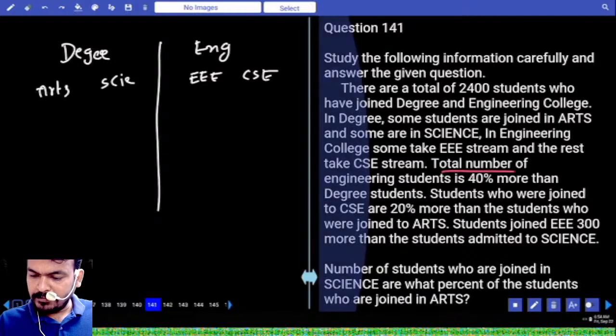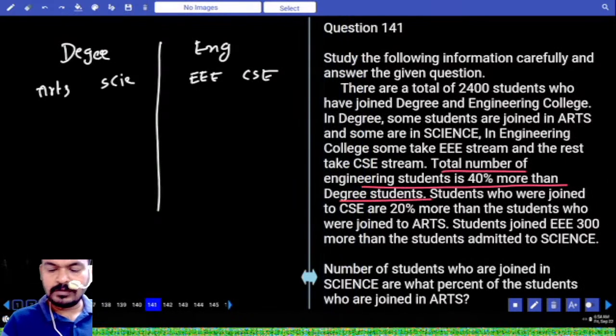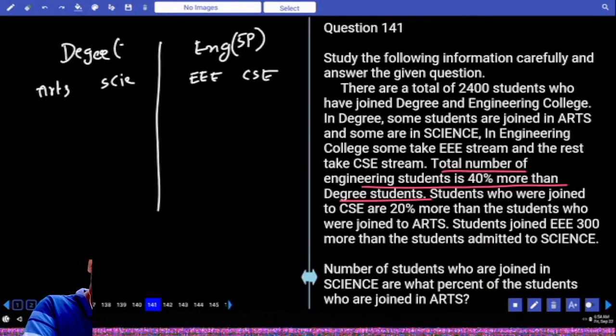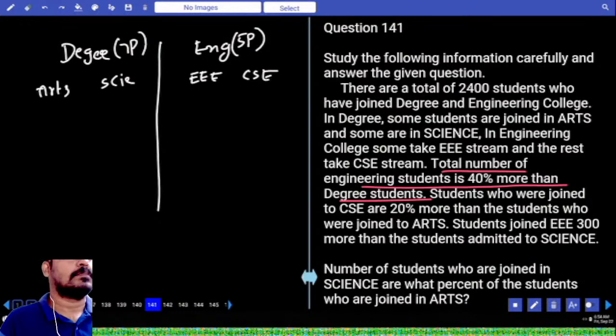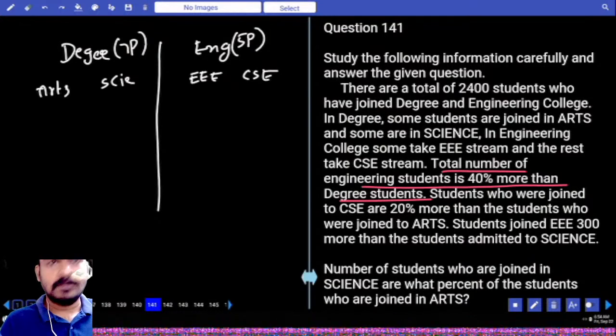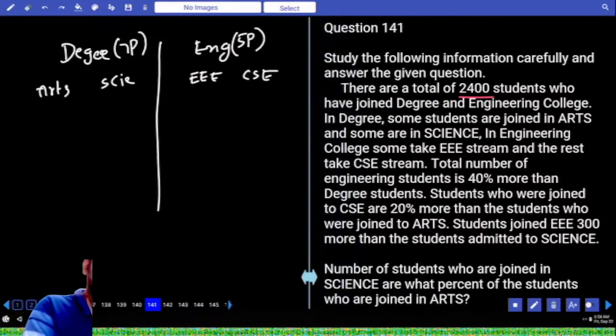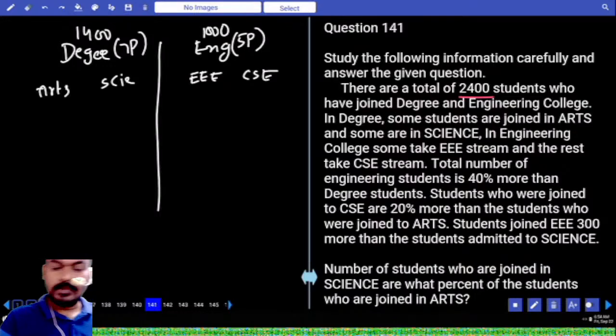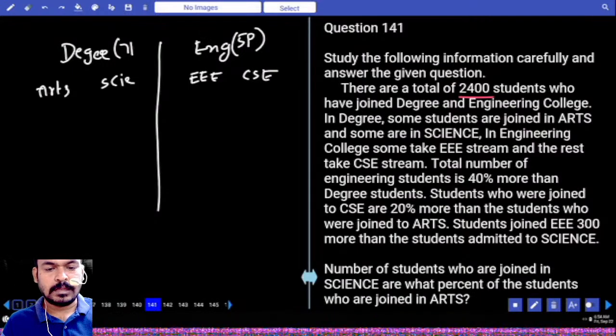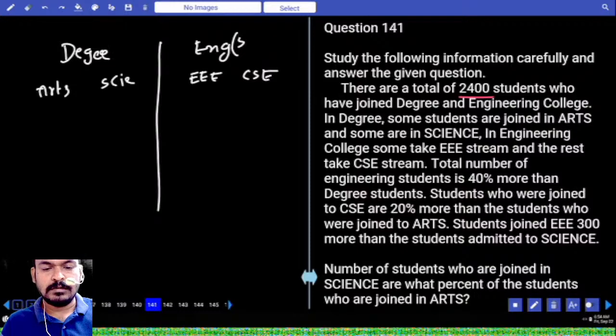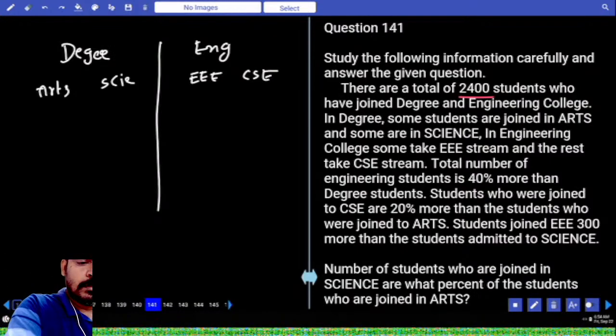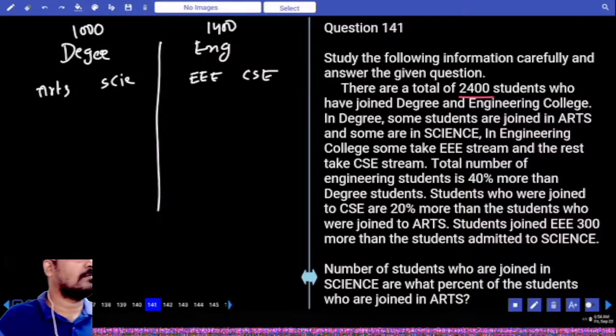First, the total number of engineering students is 40% more than the degree students. Engineering students is 7 parts, degree students is 5 parts. Total how many parts? 12 parts. 12 parts is 2,400. Then 5 parts is 1,000 and 7 parts is 1,400. Sorry, reversed what we wrote. Engineering is more than the degree, means degree 1,000 members, engineering 1,400 members.